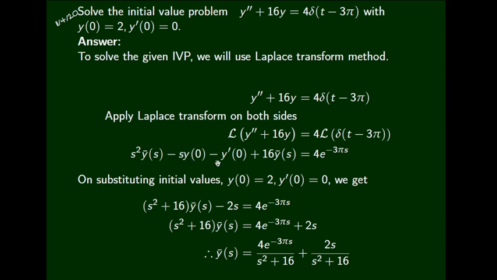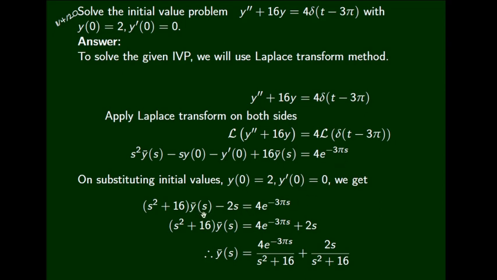Then L of y double dash is s square into y bar of s minus s into y of 0 minus y dash of 0, plus 16 into L of y, which is y bar of s, is equal to 4 into the Laplace transform of delta of t minus a, which is e raised to minus as. So here, e raised to minus 3 pi s. Then we substitute the initial values y of 0 equal to 2 and y dash of 0 equal to 0. We get s square into y bar of s minus 2s plus 16 y bar of s equal to 4 into e raised to minus 3 pi s.